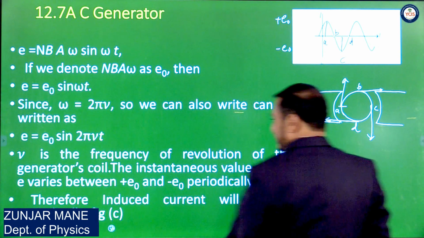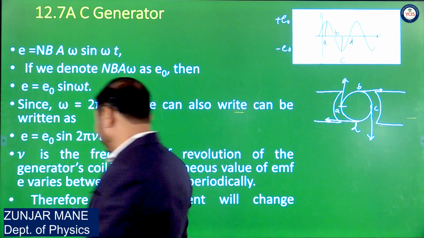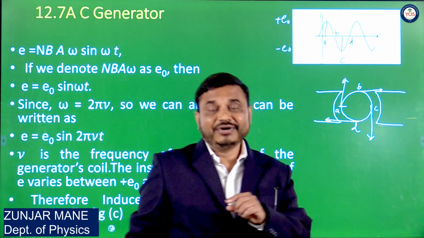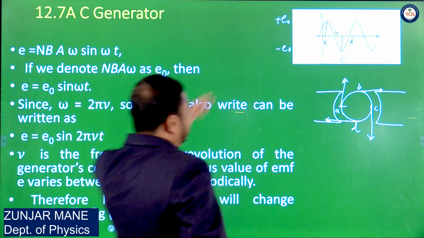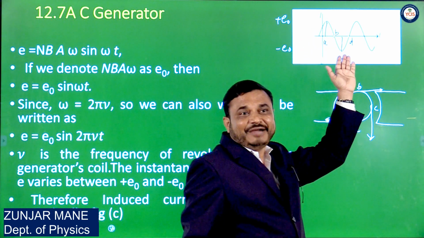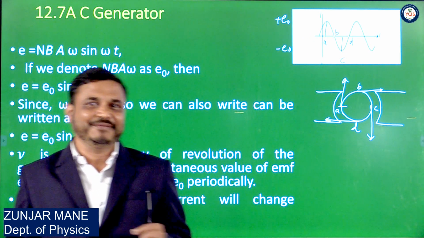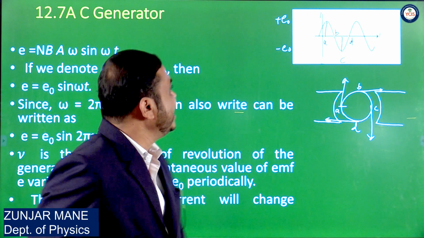Therefore the induced current changes periodically as shown in this graph. This is the graph of AC voltage, because it changes its polarity after a half cycle. Therefore it is called an alternating EMF, because it changes its polarity after every half cycle.